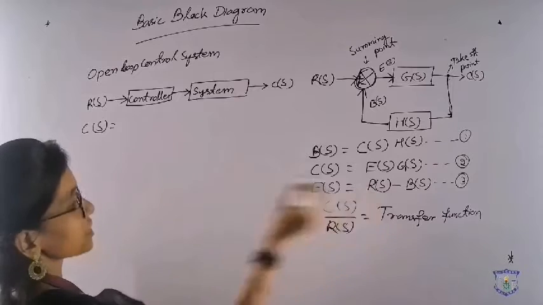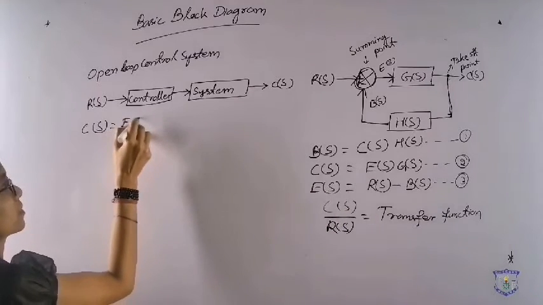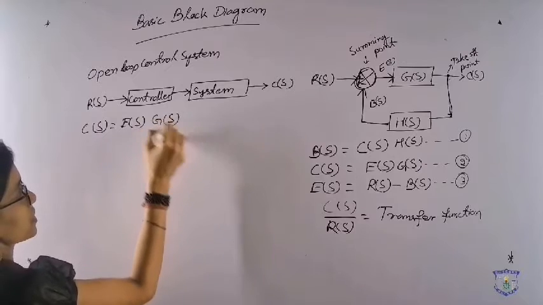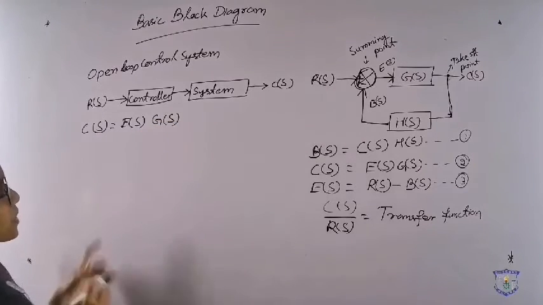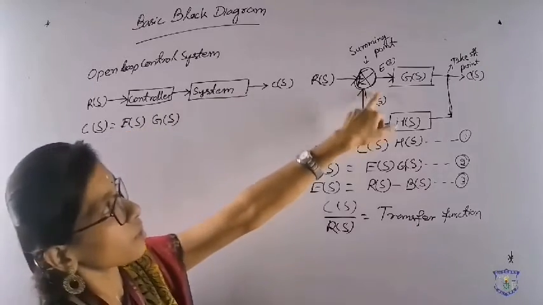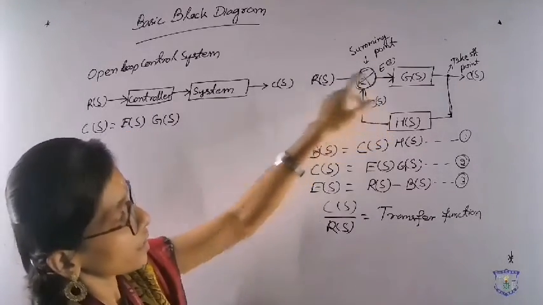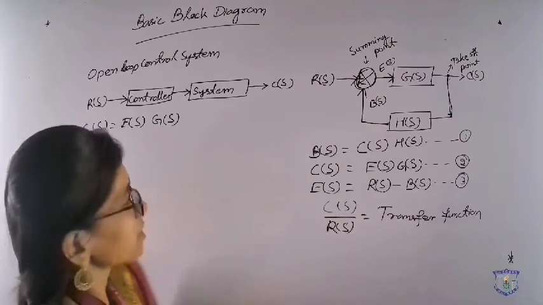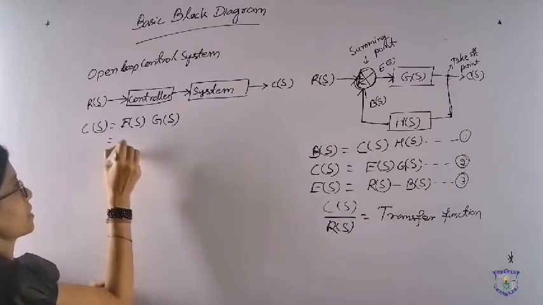From this equation, C of S is equal to E of S into G of S. What is this E of S? This is the error signal which we found from this summing point. E of S is replaced by R of S minus B of S in this equation.